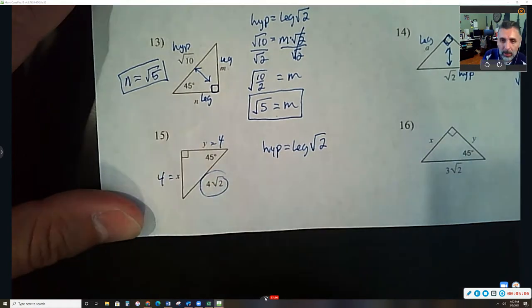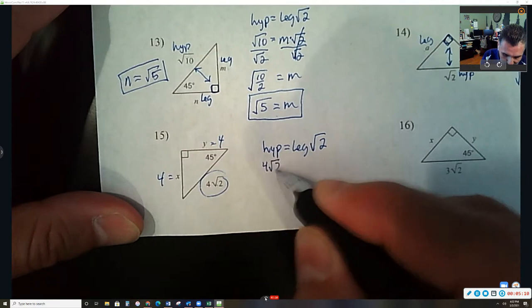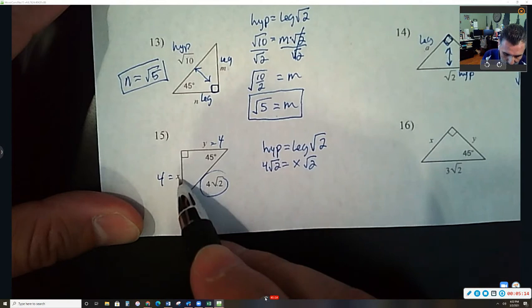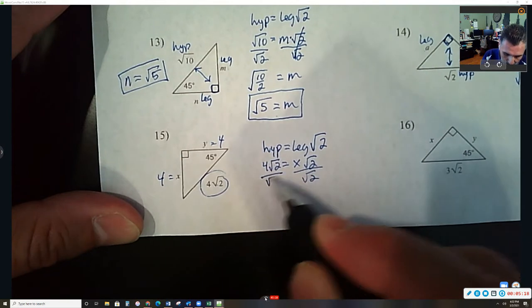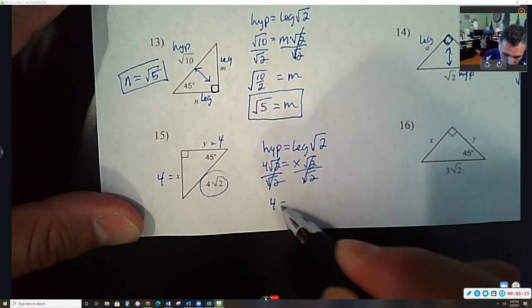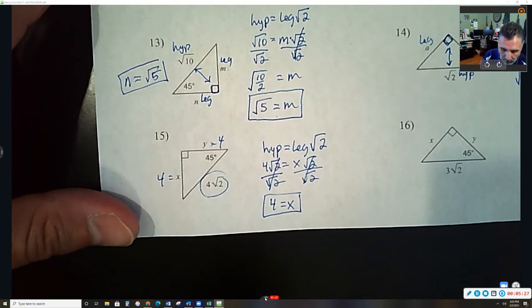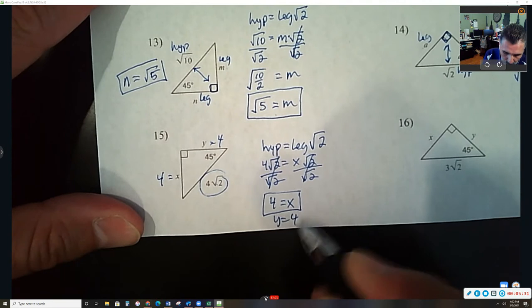But I'll show you why. The hypotenuse is 4 times the square root of 2. The leg, let's just go ahead and call it x, because this is a leg. Divide by square root of 2. Divide by square root of 2. That cancels. That cancels. 4 equals x. Okay? And then that's also y, because they're equal.